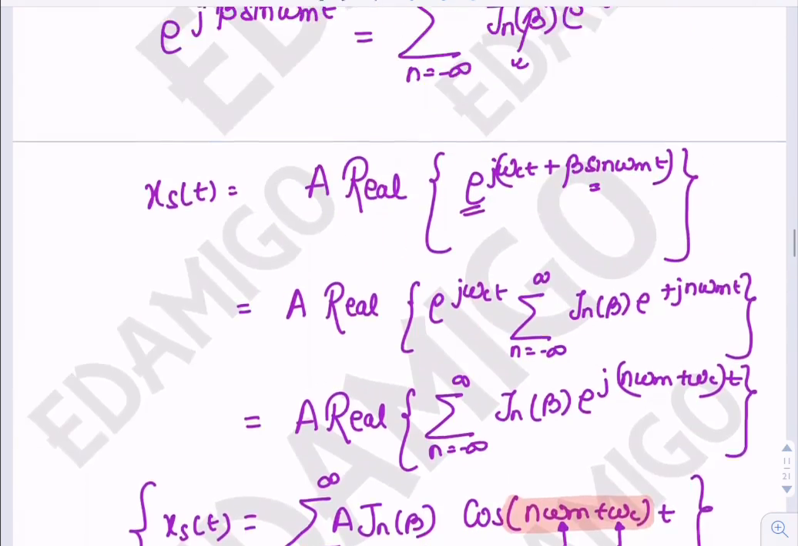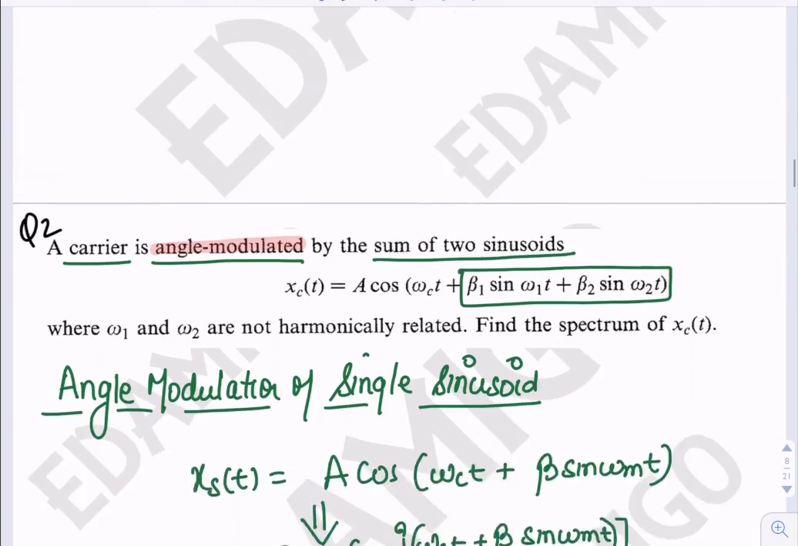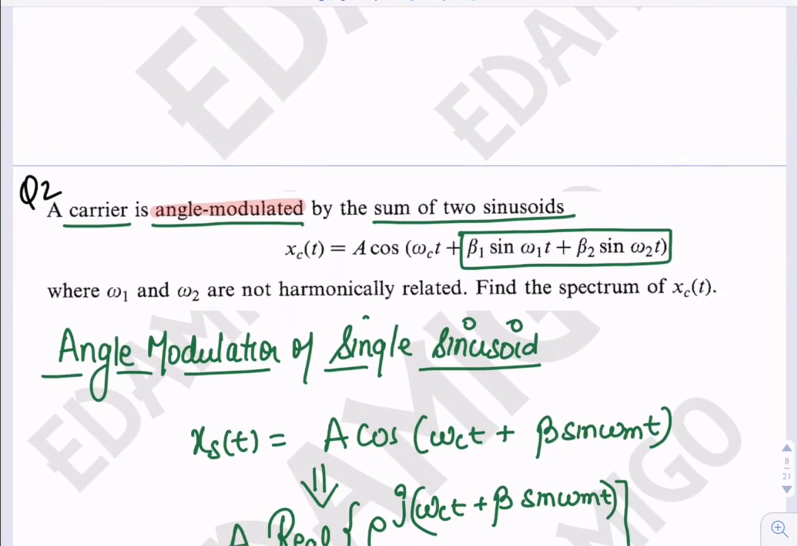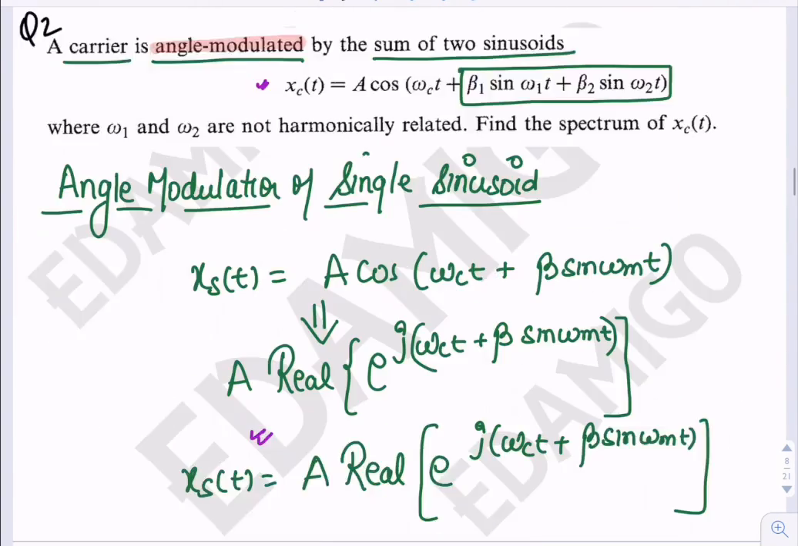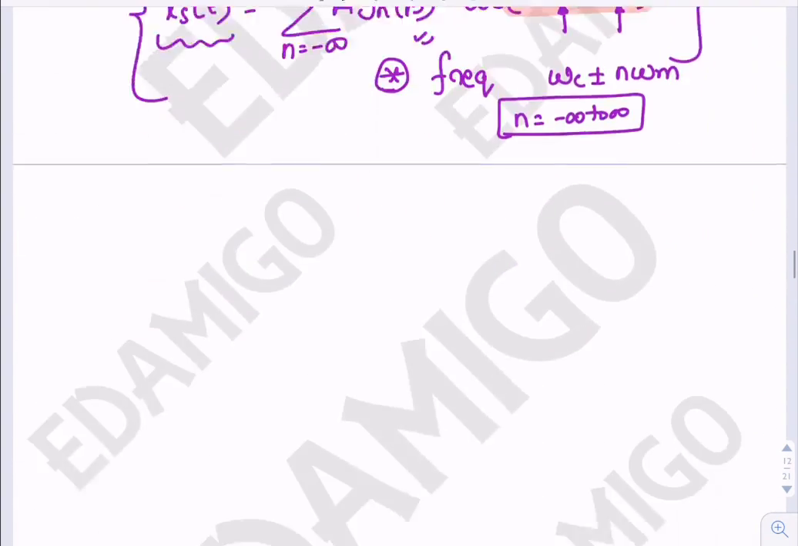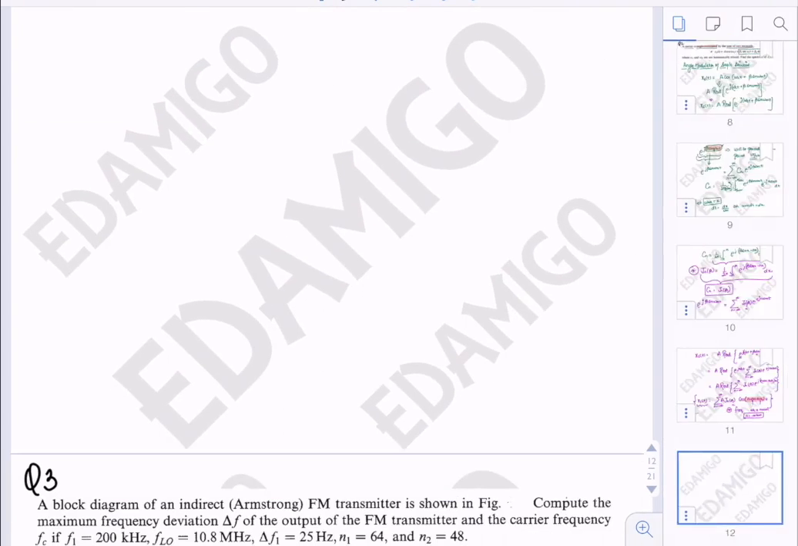Now let us see what is given to us in the question. We have to find the expression of this signal. I think I have to add more pages here.